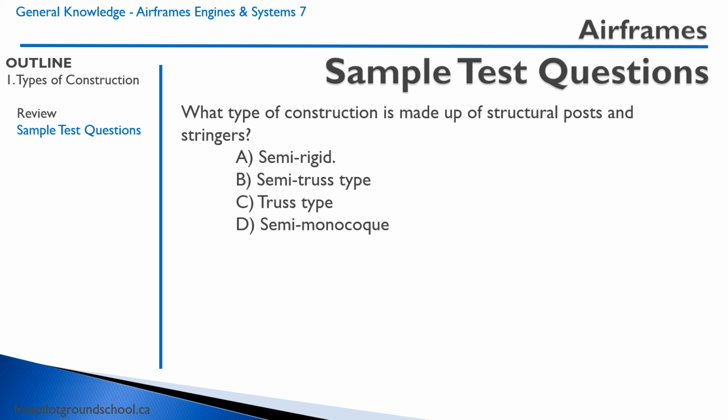A, semi-rigid. That's not correct because that's not any of them. B, semi-truss type. That's not one either. C, truss type. D, semi-monocoque. And hopefully you know that the correct answer is D, semi-monocoque.